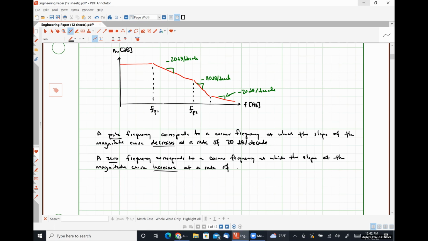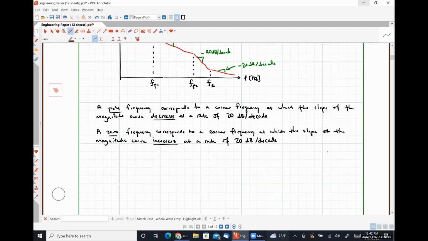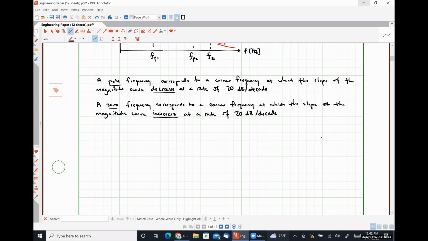At a rate of 20 decibels per decade. So if we look at our third corner frequency, since our slope changed from negative 40 to negative 20, we have an increase in the slope of 20 decibels per decade, which means this frequency here corresponds to a 0 location. All right. And we can also determine poles and zeros from our amplifier's frequency response, right?